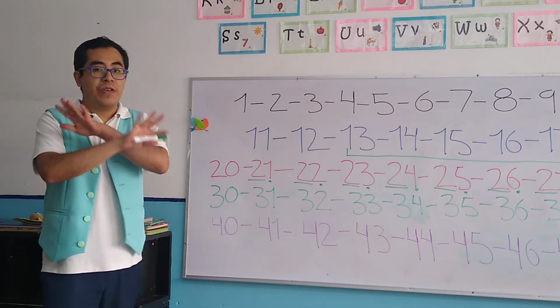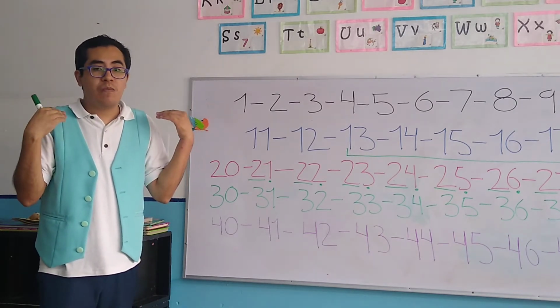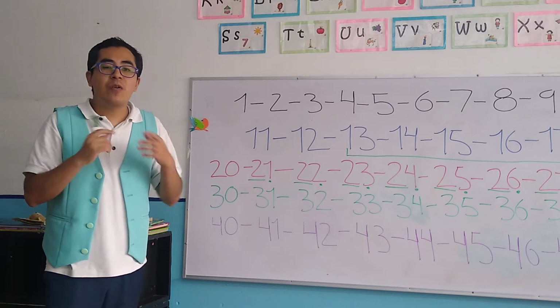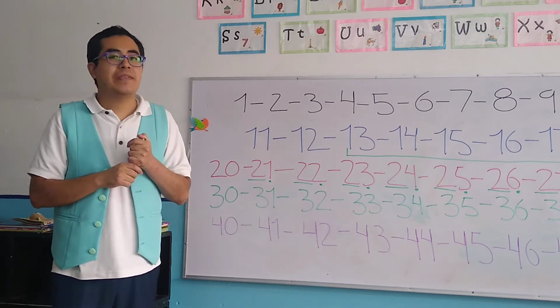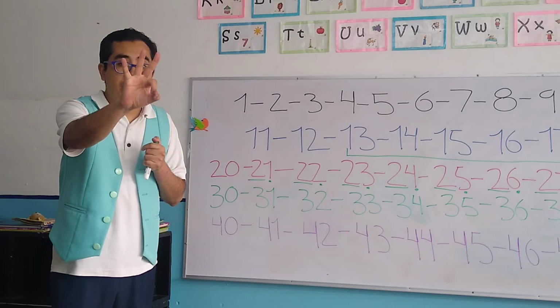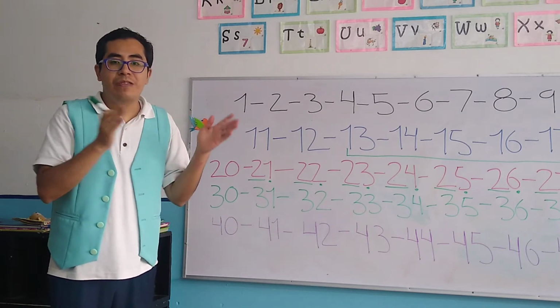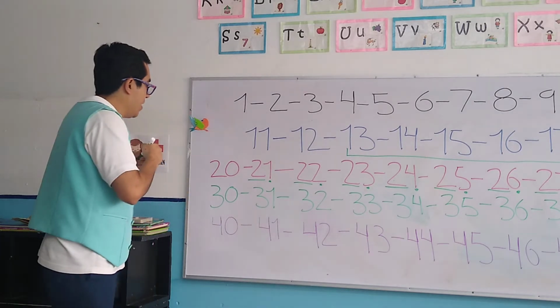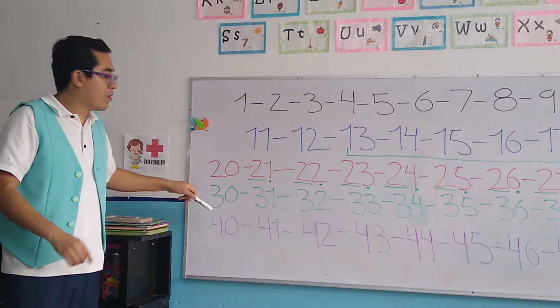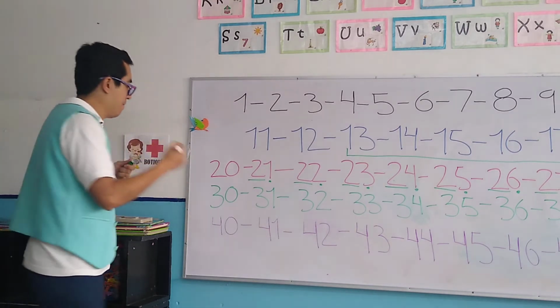Now, all of the 30s, todos los números 30s, ¿con qué número creen que empiece? With the 3, okay? Vamos a ver si todos empiezan con el number 3. Let's see.